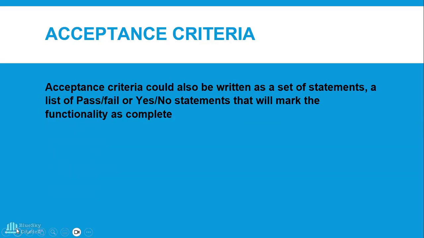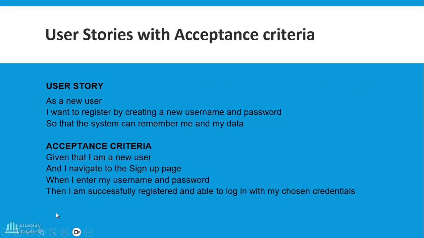Yes, that's good that you noticed that. Remember that I mentioned that I'm going to explain why there are four lines instead of three. In fact, this one can even be five lines. Do you notice that last line, it says, then I am successfully registered and able to log in with my chosen credentials? I can even make that five lines and say, then I am successfully registered, and I am able to log in with my credentials. I can put that under again.